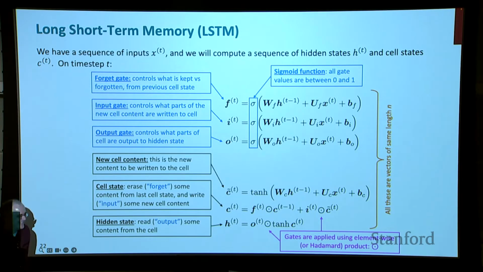Question? If you did not have the tanh activation in the hidden state update, then the output gates should have been expressed by both the input gates and the forget gate, right?